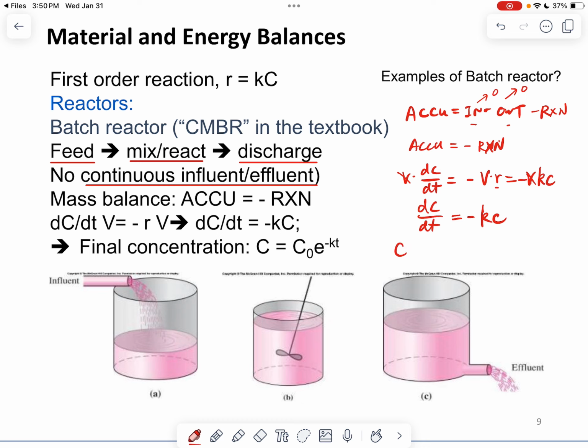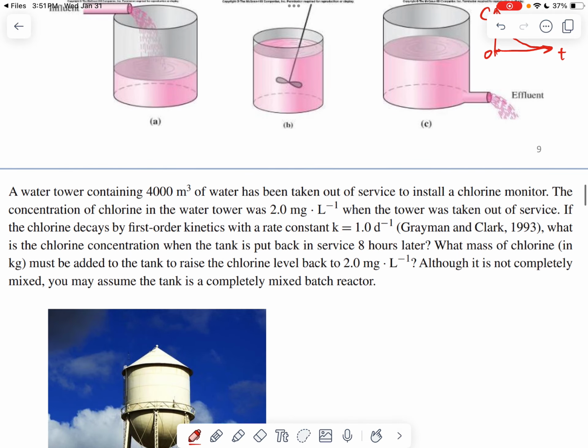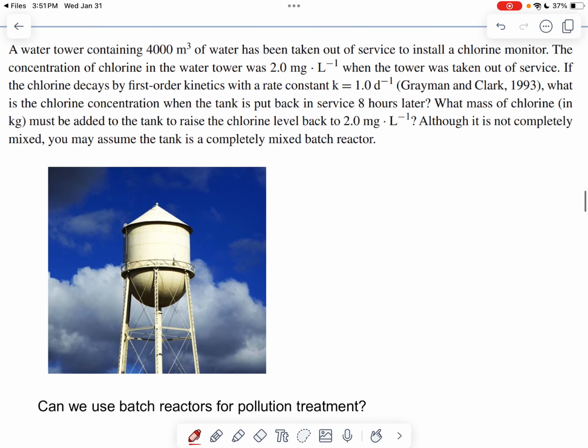So then you can find out that C is going to be C0 exponential minus kt, right? It means that the concentration is going to decrease exponentially, and it's going to approach zero, but not reach zero, when time goes to infinity. Okay, so this is a batch reactor. And then we can find an example for the application of the batch reactor.